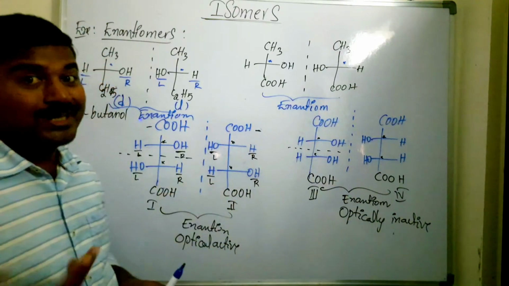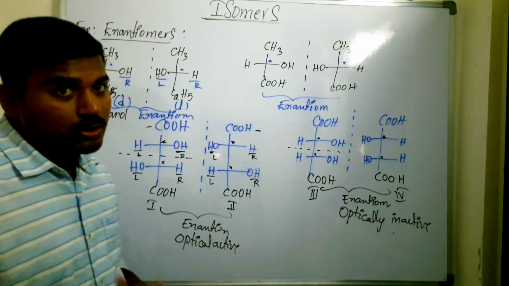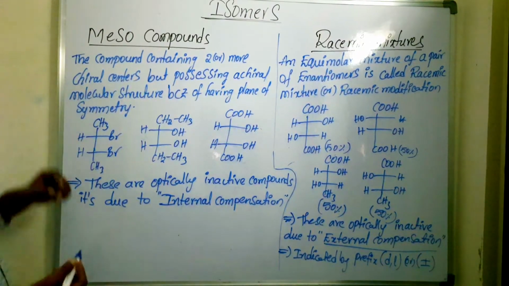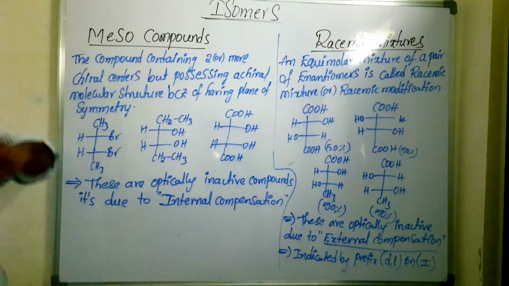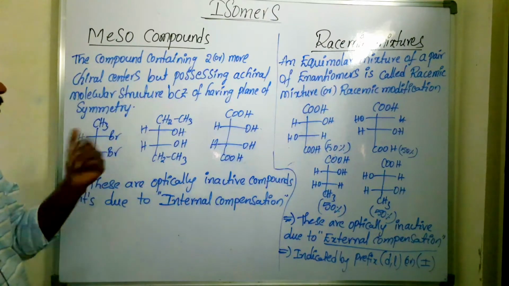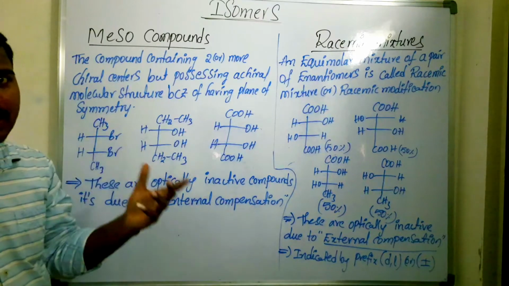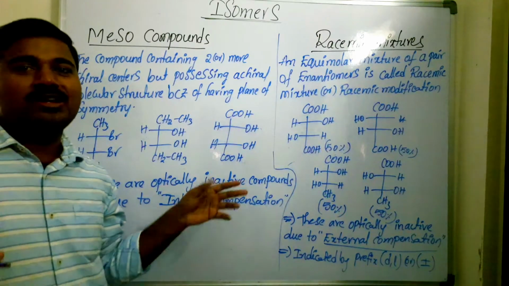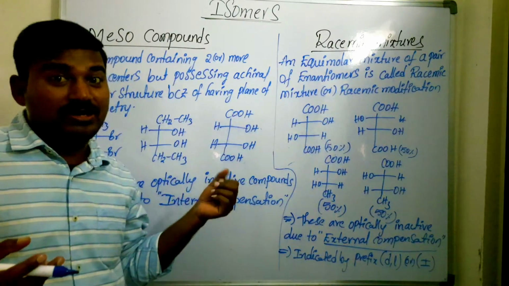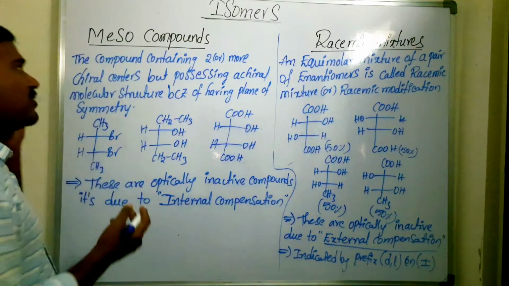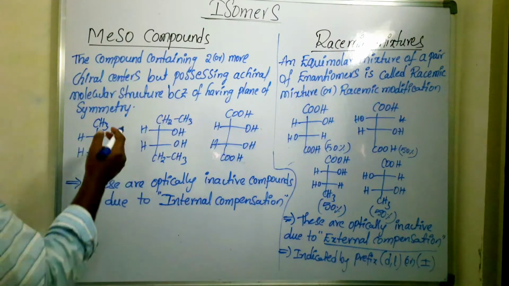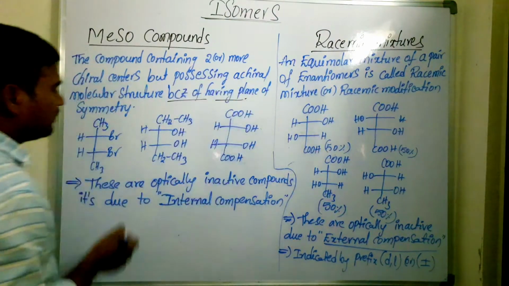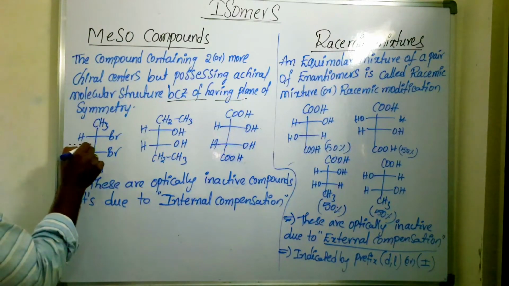Next we are going to see the meso compounds and racemic mixture. What is meant by meso compounds here? The compounds containing two or more chiral centers but possessing an achiral molecular structure because of having a plane of symmetry. If it has the plane of symmetry, definitely it is an optically inactive compound, even though it contains chiral carbon. Now you take in this case, it has the plane of symmetry.